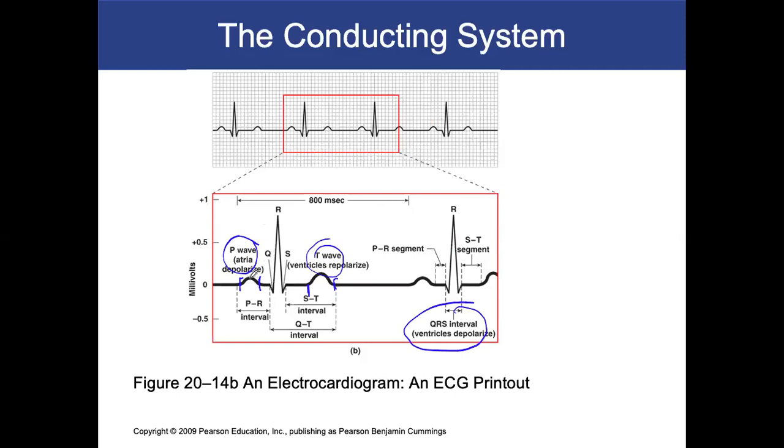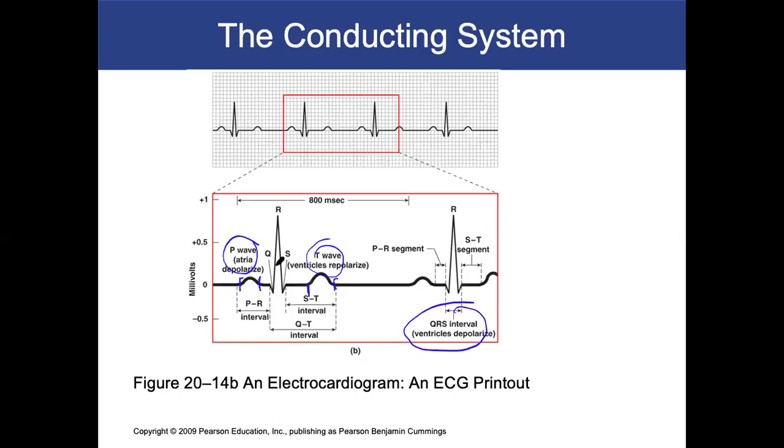So P wave shows what? Atria depolarizing. QRS shows what? Good, ventricles depolarizing, and T wave shows ventricles repolarizing. If electrical cells depolarize, they need to repolarize. So what are we missing? We're actually missing the atrial repolarization.